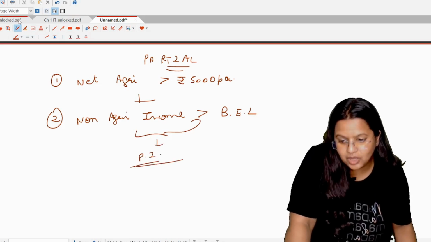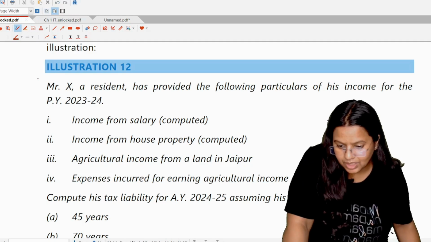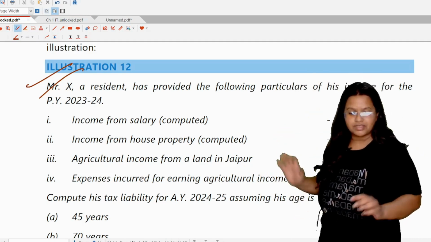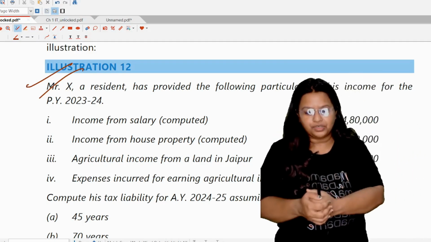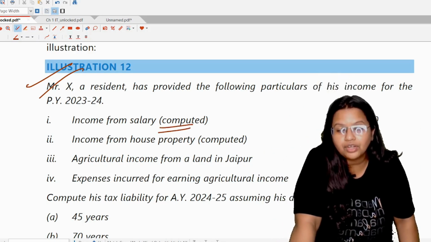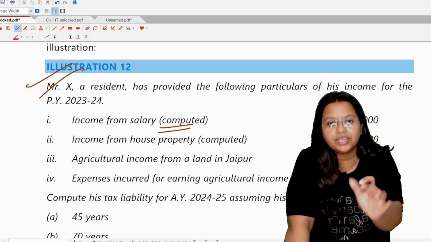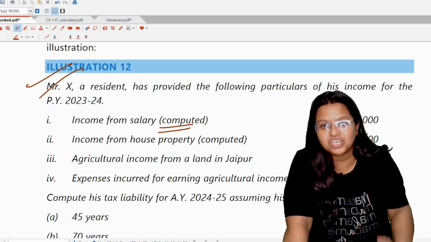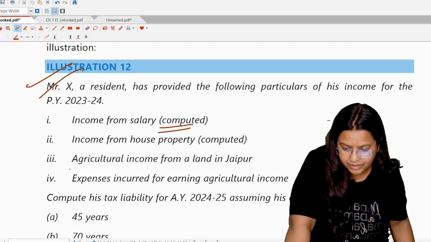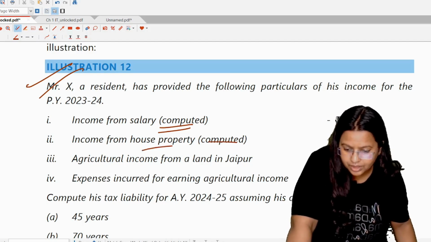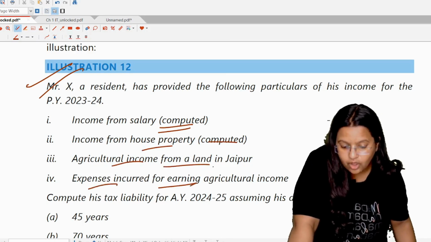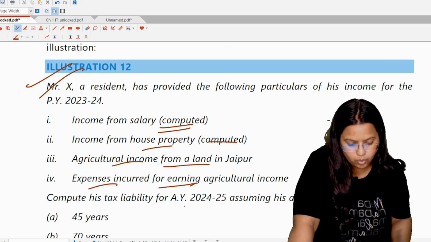Now let's see how this method is going to be applied. Illustration number 12: Mr. X, a resident, has provided the following particulars of his income for the previous year 2023-24. First, income from salary, computed. Computed means that all the deductions have already been provided, like the standard deduction of section 16 and all. So we are not required to deduct any expenditure now. Income from house property, which is also computed. Agricultural income from land in Jaipur, 4,80,000, and expenses incurred for earning that agricultural income are 1,70,000.